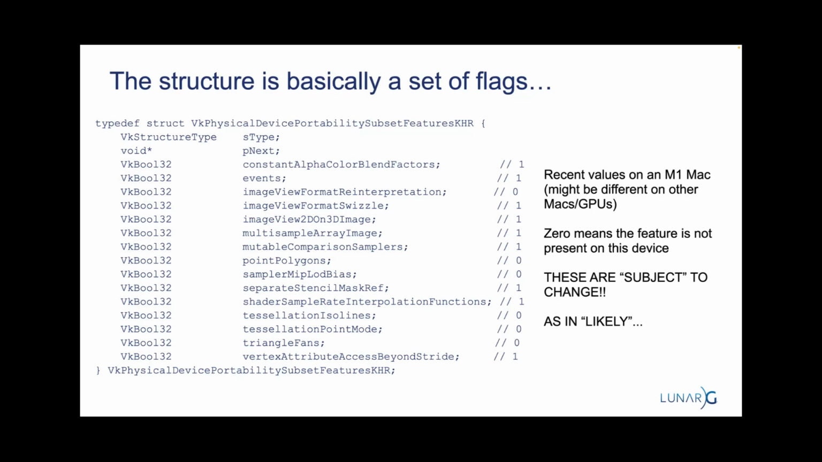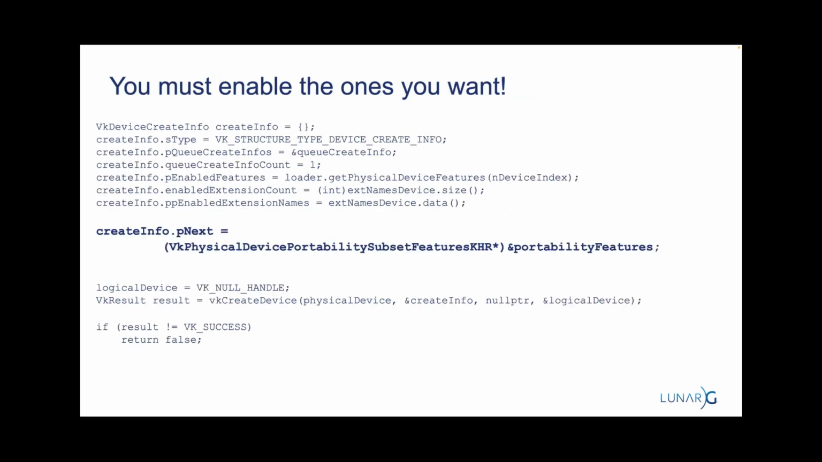If you've used the physical device features 2 extension, then you know that tells you what features your implementation of Vulkan supports, but you also have to tell it which of those features you're interested in when you call create device. And these portability features are part of that. You have to make sure you include a pointer to your portability features in the device create info.